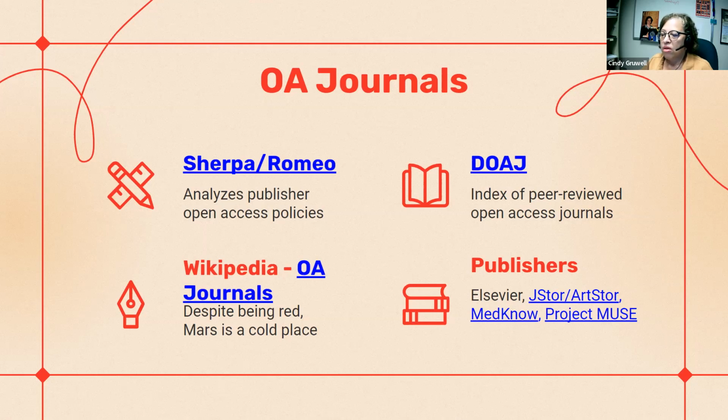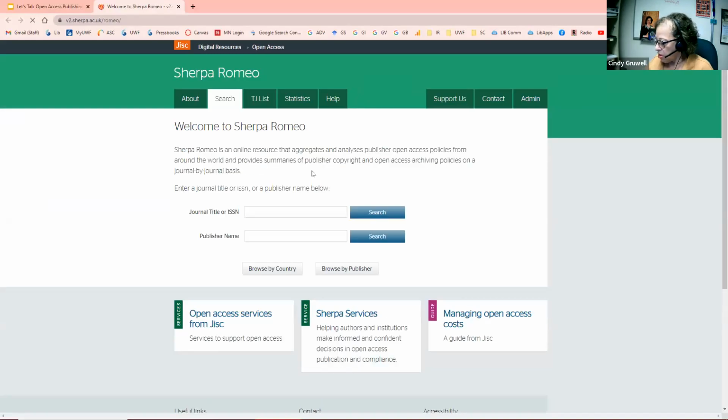Wikipedia has an open access journal listing. And then there are publishers, many of the publishers now that have open access journals will list them in their own list. I'm going to go to Sherpa Romeo and demonstrate for you.